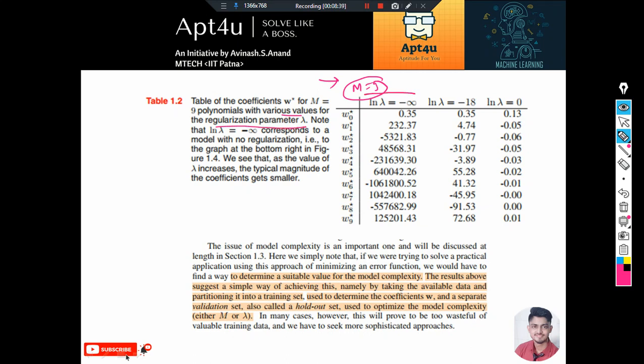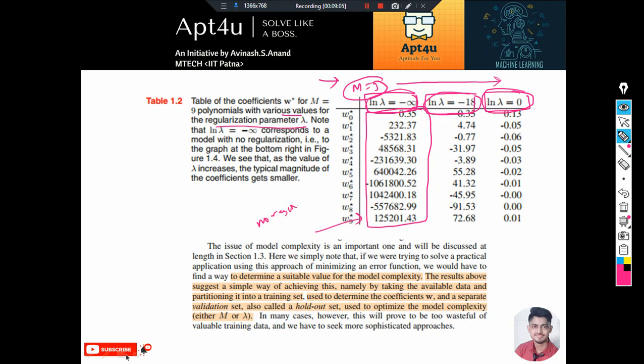When ln lambda is equal to minus infinity, ln lambda is equal to minus 18, ln lambda is equal to 0. Here we are trying to increase the value of lambda, right? This is a very low value of lambda, a bit higher value of lambda, and the value of lambda here is very high. For a lower value of lambda, the regularization is almost 0. This means no regularization.